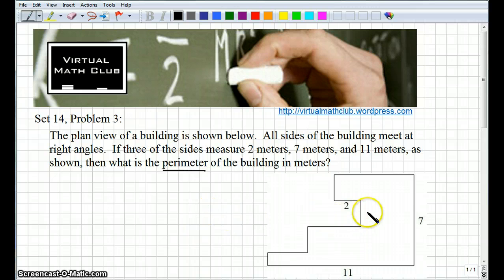They ask for the perimeter of the building. At first glance, it looks like there's not quite enough information, but if you look a little closer, you realize that it's not so bad. My hint to you would be that you could probably draw a line here and divide this.